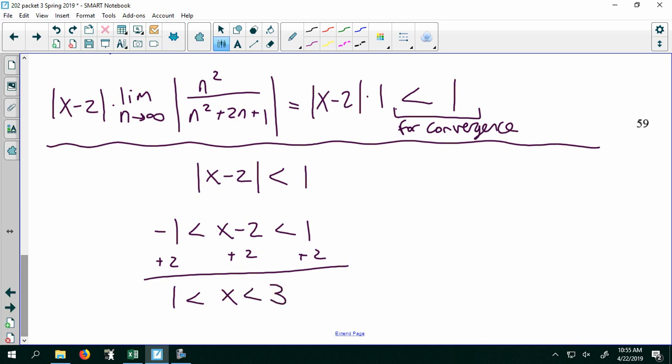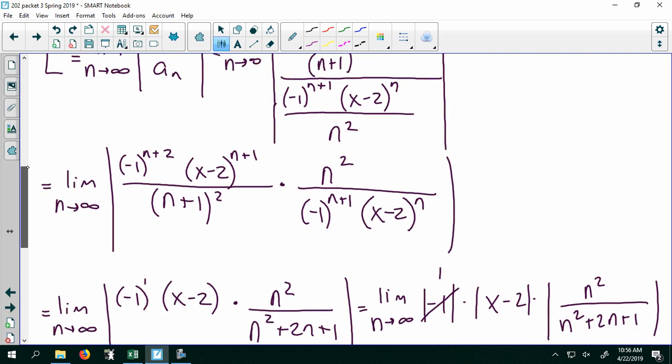This is called the interval of convergence. For x values between 1 and 3, the p of x sum converges. Now, what did the ratio test tell us when you get 1? You can't tell anything. So you have to test the endpoints separately. You do a whole separate test where you plug in the endpoints.